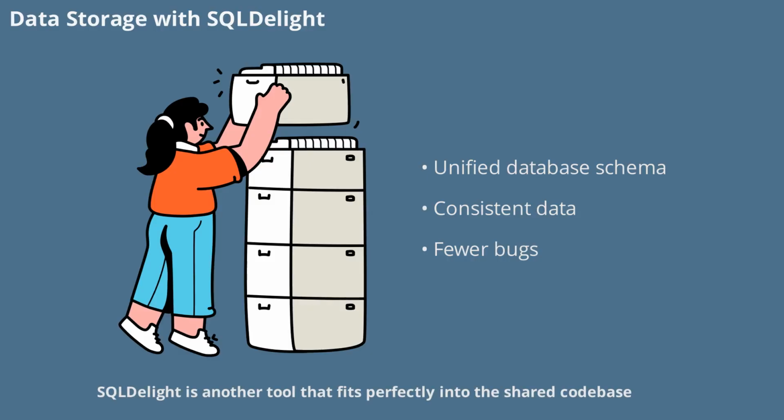SQLDelight is another tool that fits perfectly into the shared codebase. It allows you to define your database schema once and use it across both platforms. This ensures data consistency and reduces the risk of platform-specific bugs, making your app more reliable and easier to maintain.